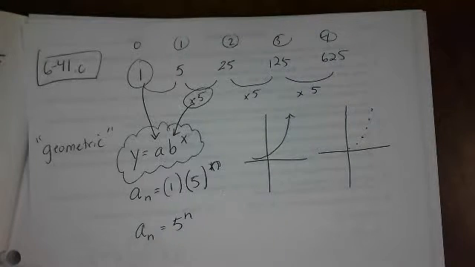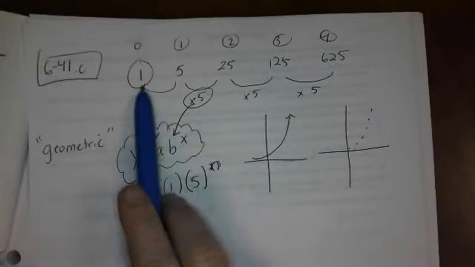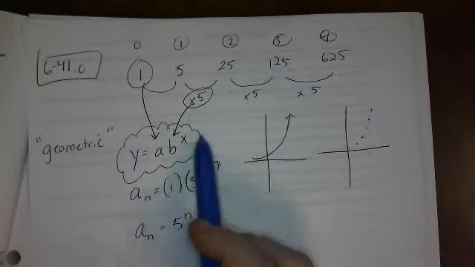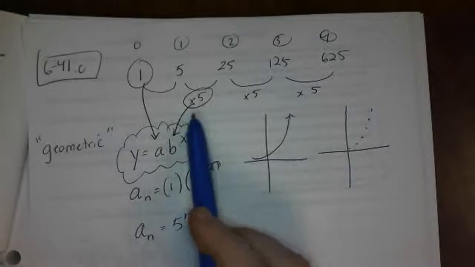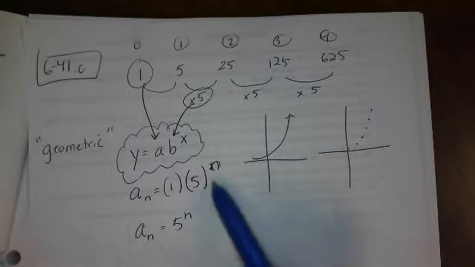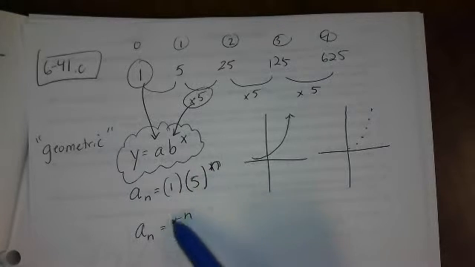Okay, so when I look here, I know that it's going to be 1 because that's my starting point, or my 0th term, and then it's getting multiplied by 5. It's my multiplier. Okay? But then I can clean this up algebraically. 1 times anything is just the anything. So I just get rid of that 1. And then here's your final answer.